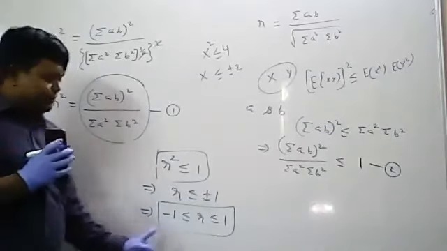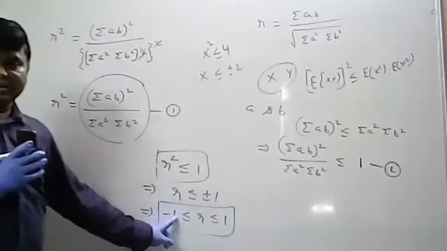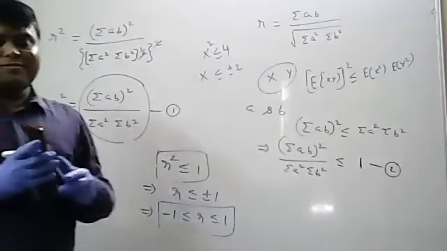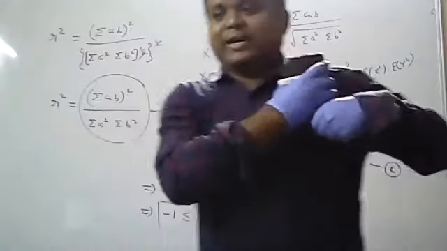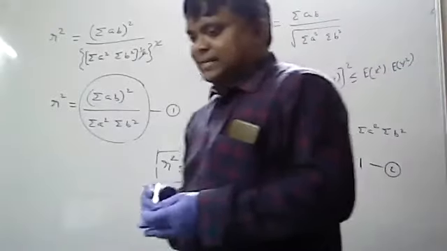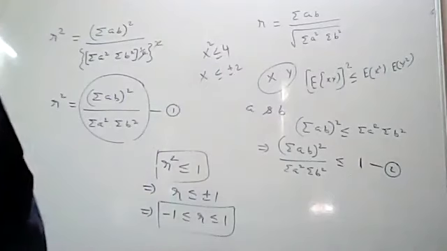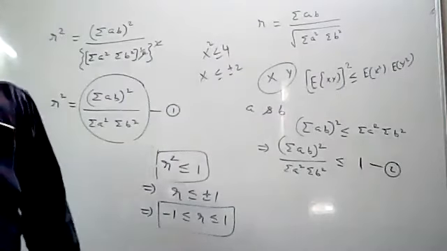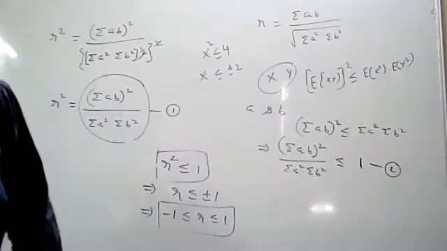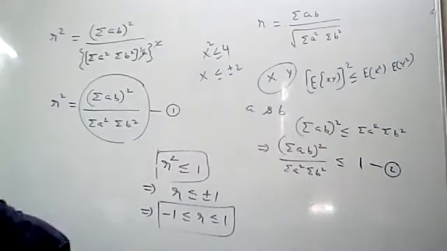Okay. Therefore, after this write: hence the limits of correlation coefficient is plus or minus 1.